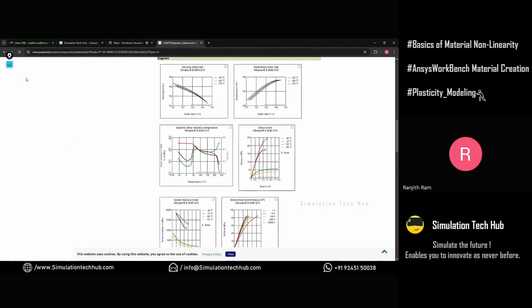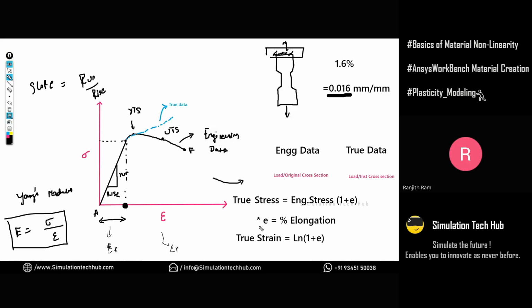Unless we directly have true data available online, remember that whatever data we get is in this format only. It will give you data in this manner only. So that is why we need to use the formula, like using an Excel sheet, you have to incorporate this formula.